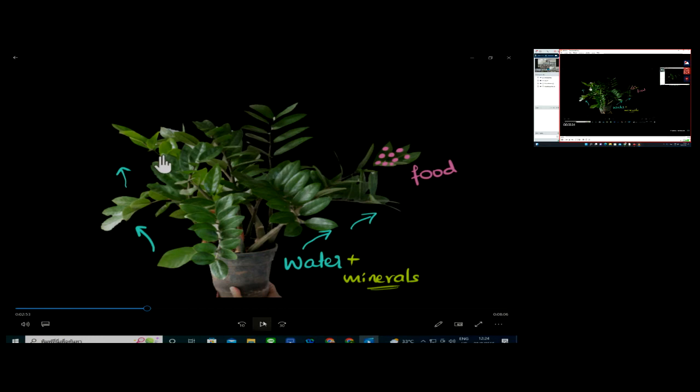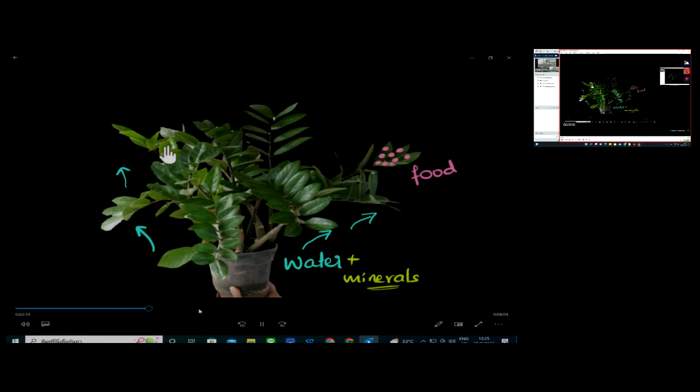So that's where the phloem now takes the food to other parts which cannot perform photosynthesis. Okay? So these are the two systems. One taking water up and the other one taking food to different parts of the plant. That's what we call the transportation system.